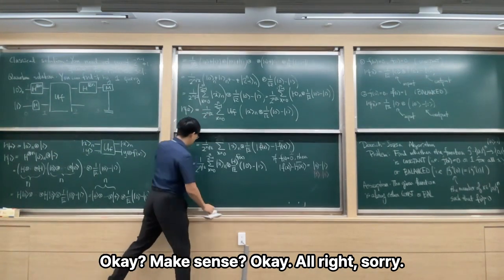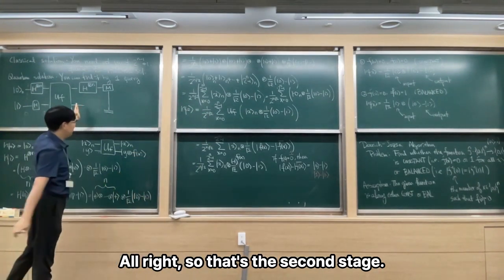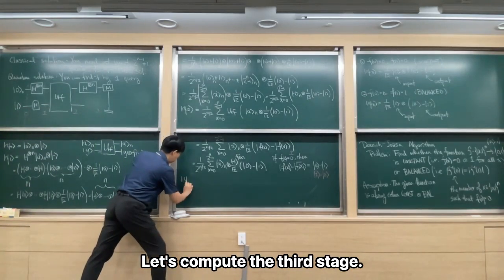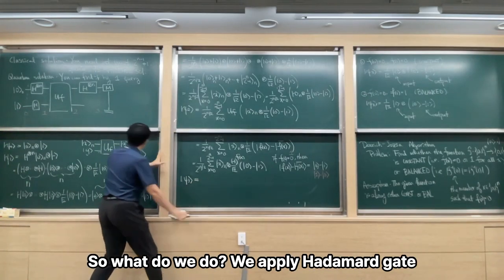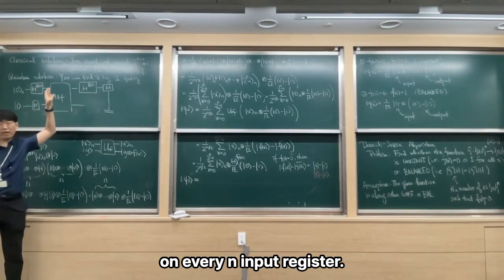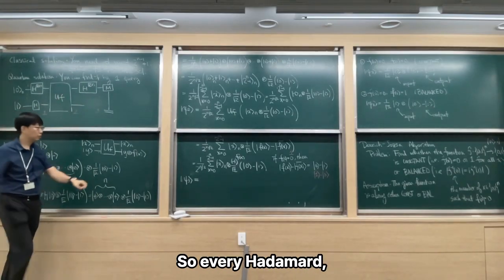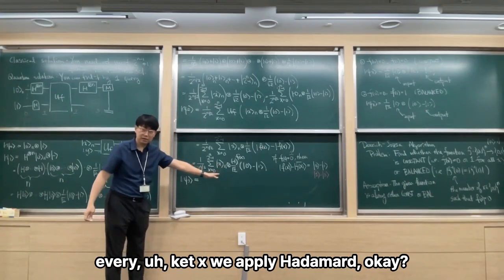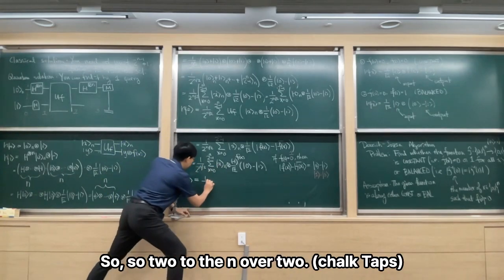Sorry. All right, so that's the second stage. Let's compute the third stage. So what do we do? We apply the Hadamard gate on every n input register. So on every ket x, we apply Hadamard. Okay. So 2 to the n over 2.